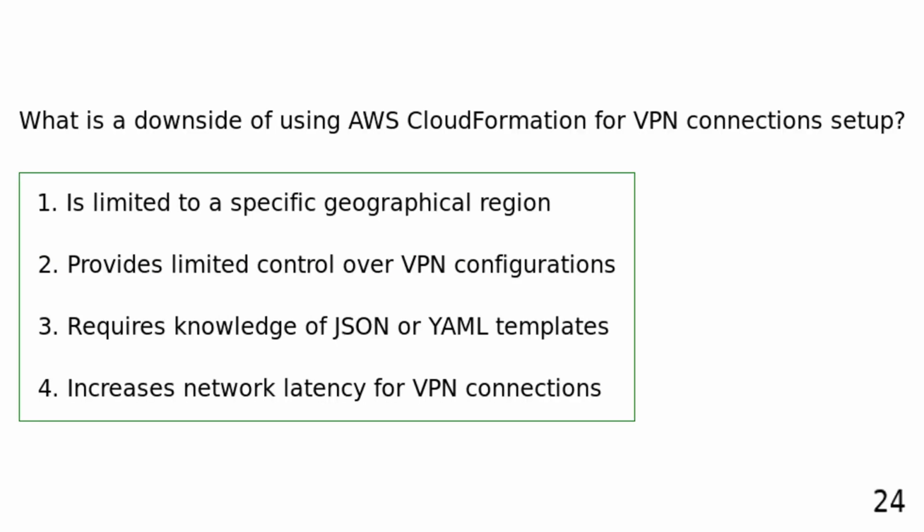What is a downside of using AWS CloudFormation for VPN connection setup? Is limited to a specific geographical region. Provides limited control over VPN configurations. Requires knowledge of JSON or YAML templates. Increases network latency for VPN connections.